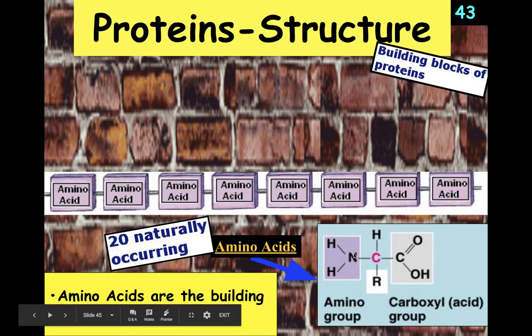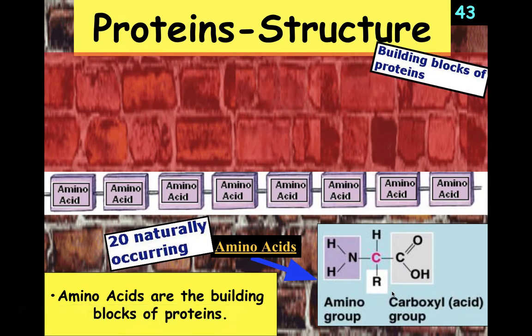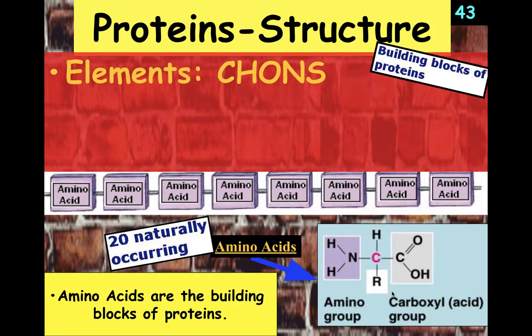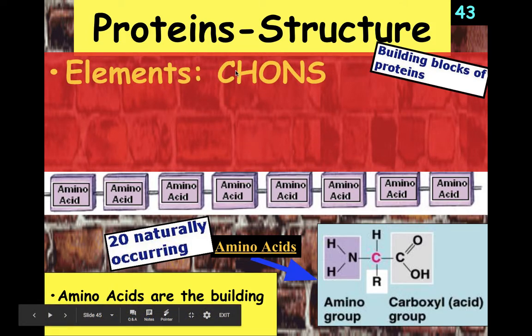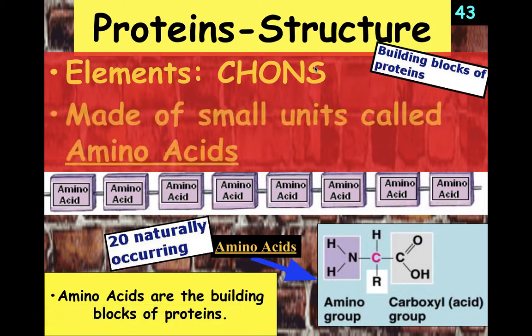Okay, down here you get the basic structure of an amino acid. You've got the nitrogen there forming the amino group. You've got a carboxylic acid group. Not important that you know this or understand. Again, AP biology. The part that's different on each amino acid is indicated by the R. Okay, the elements there, the CHONS: carbon, hydrogen, oxygen, nitrogen, sulfur. And of course, they're made up of smaller units called amino acids.